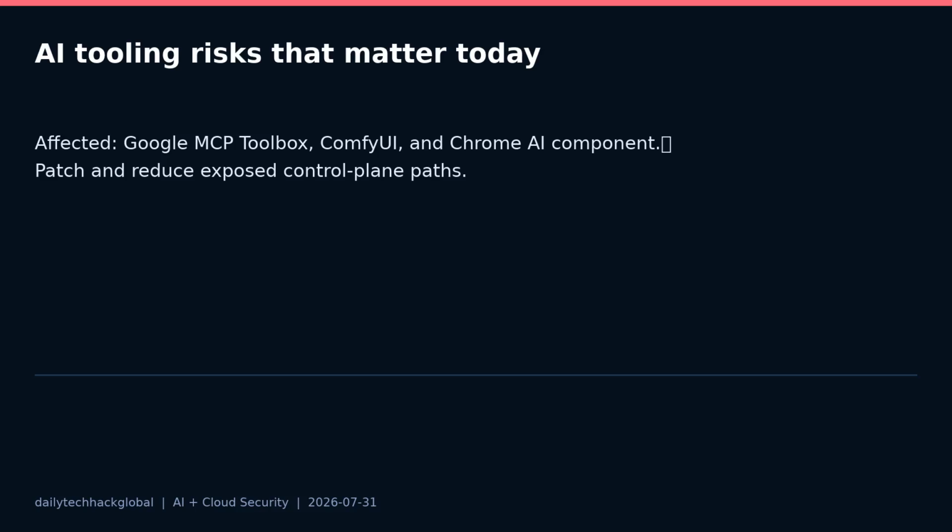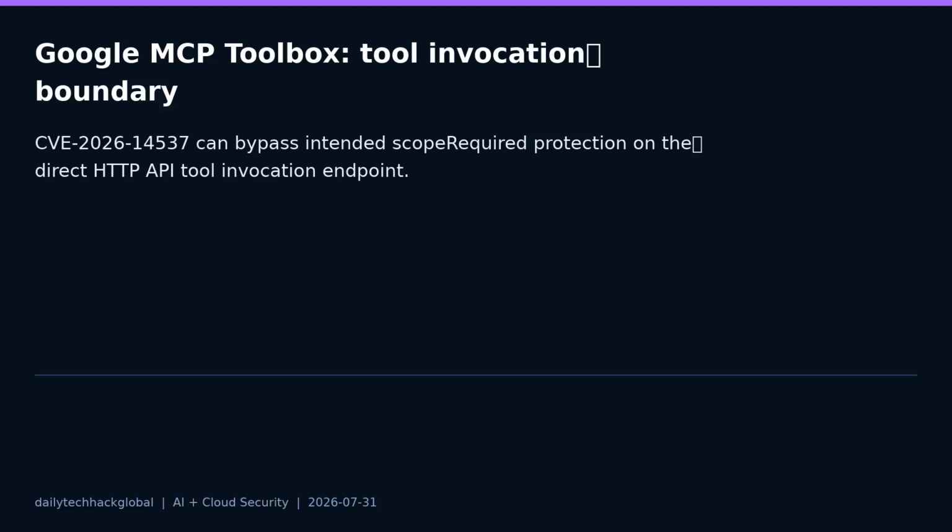The lead item is Google MCP Toolbox. NVD lists several CVEs and versions through 1.4.0. CVE-2026-14537 is high severity and affects the direct HTTP API tool invocation endpoint. In vulnerable versions, an unauthenticated attacker may invoke tools that were intended to be protected by the scope-required feature.